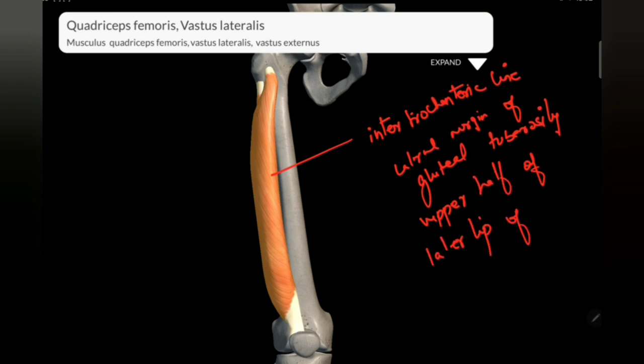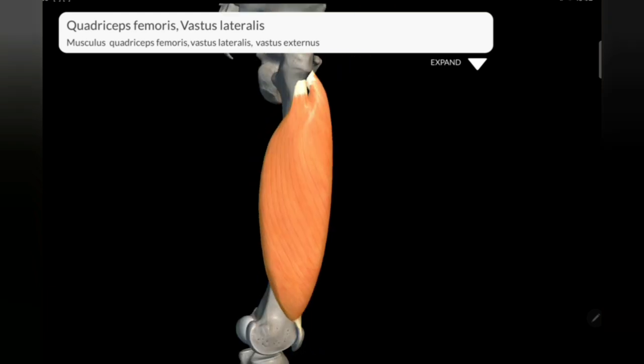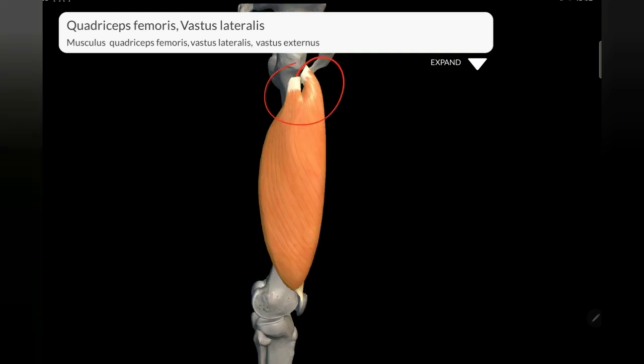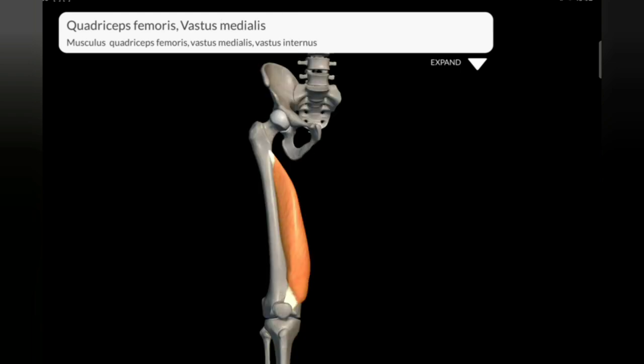So you can see individually how these are coming from, and from the upper half of the lateral lip of linea aspera the origin is also taking place. Along with it, it is coming from the gluteal tuberosity and the greater trochanter. So this is all the vastus lateralis.